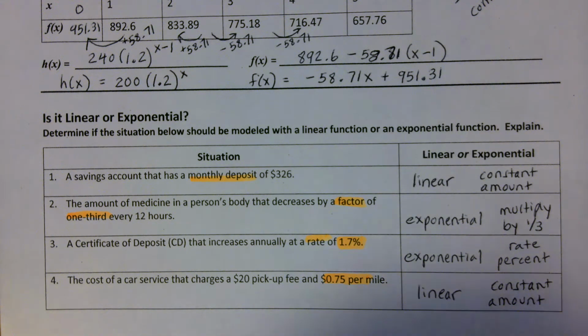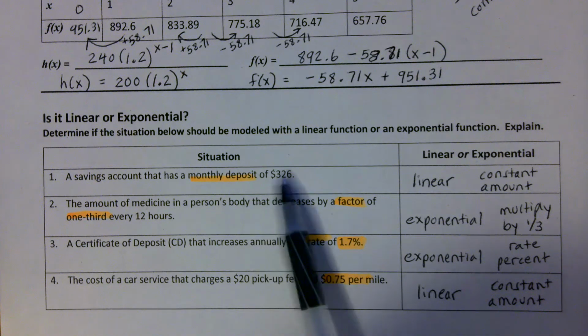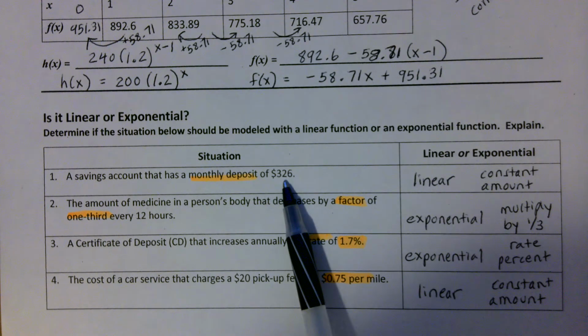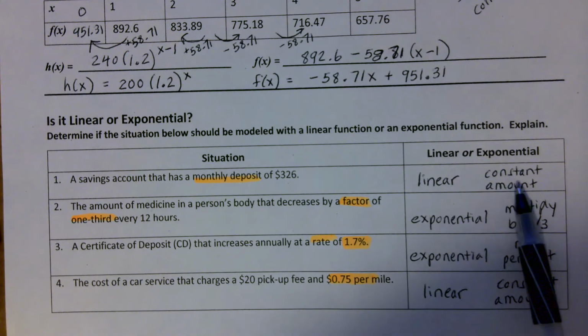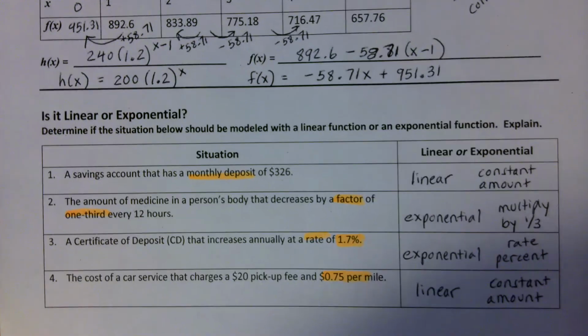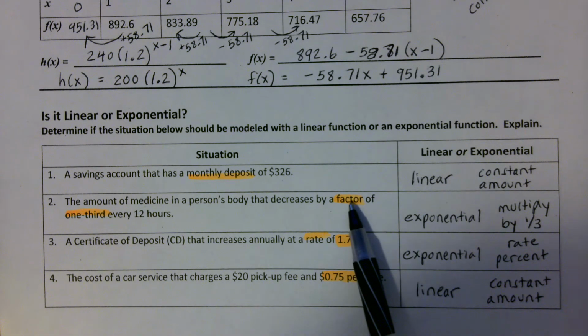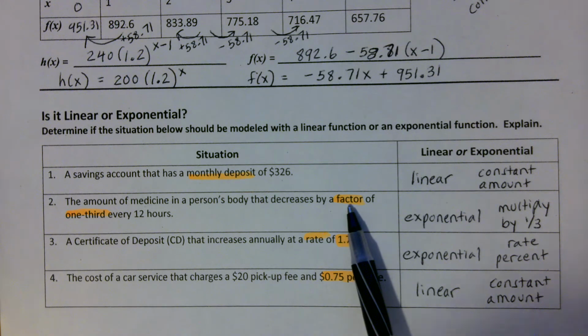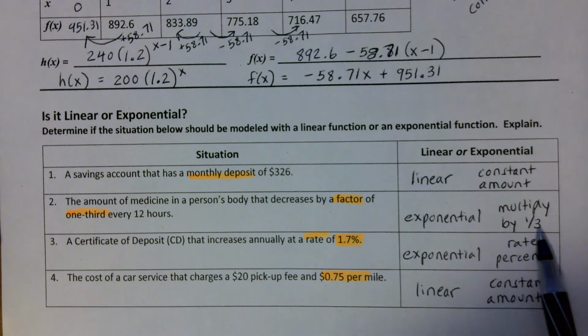Okay, how'd you do? So if this is a monthly deposit of a fixed amount, this is linear because it's a constant amount. Every month you are depositing $326. The next one would be exponential because when I see the word factor, I know I'm going to use that to multiply. And when we multiply by 1/3, that's going to give us an exponential function.